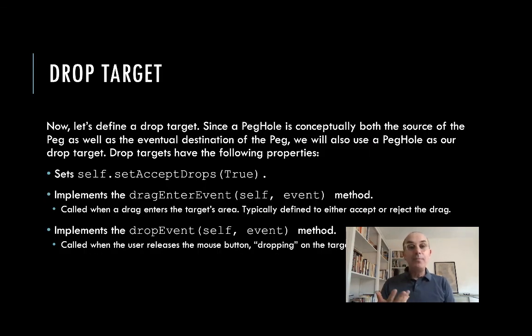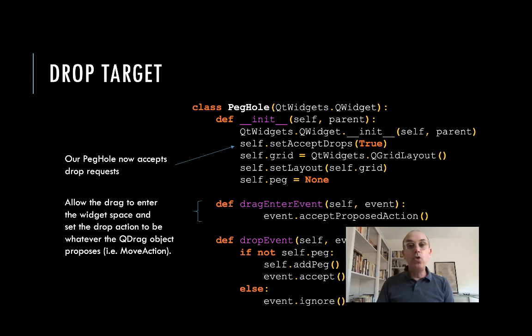So the drop target is where we are going to start the process. And since it is conceptual, both the source of the peg and the destination, we will use the peg hole as a drop target. So the drop targets have the following properties: self, the drag event, and the drop event. All of it is part of the structure that we need to apply.